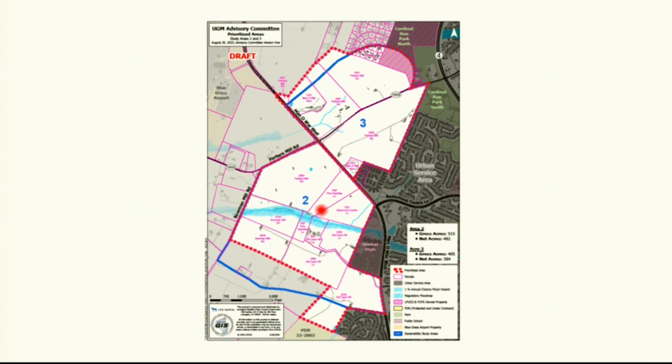Area 2 is also bisected by an area of floodplain. So for purposes of this map, Area 2 has 515 gross acres. Taking out the floodplain, we have 482 acres.